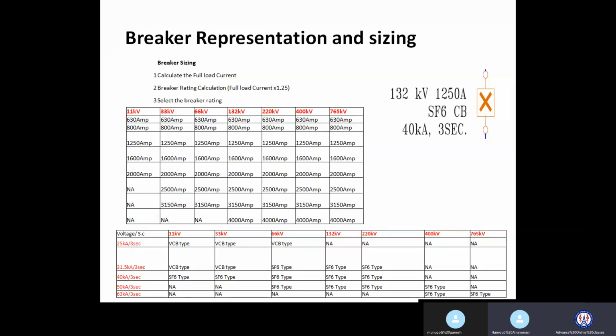So I am saying that in the low voltage system we use the air circuit breaker. In the low voltage system, when the breaker opens and closes, there is only a limited amount of arc surrounding the contacts, and you can quench that arc with the help of air pressure.